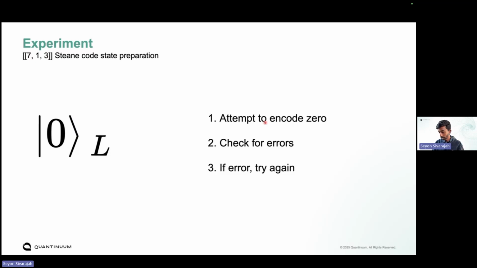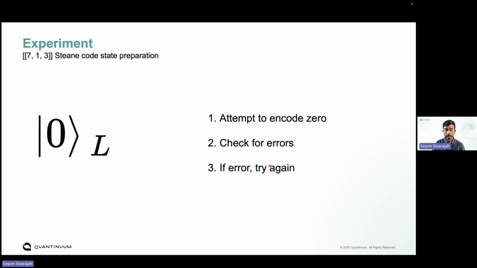And the protocol works very simply. We run a circuit that attempts to encode 0, and if there are no errors, it would. But if an error occurred while we were encoding 0, we have a check that would tell us an error has happened. And if we detect an error, we simply try again.